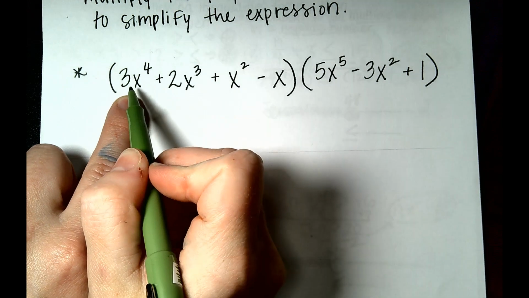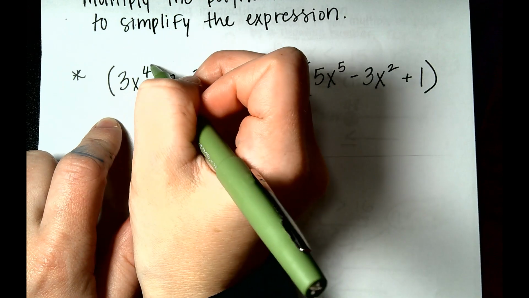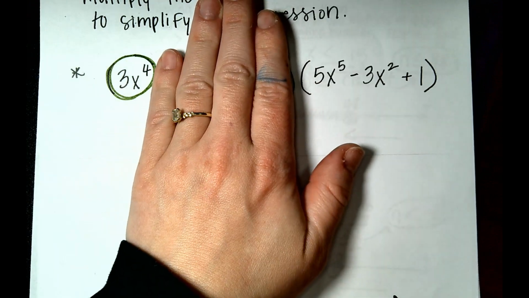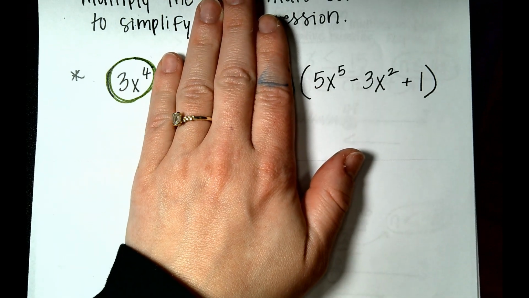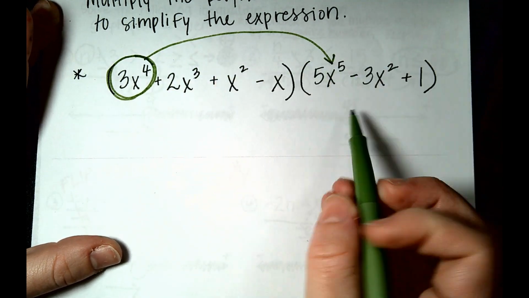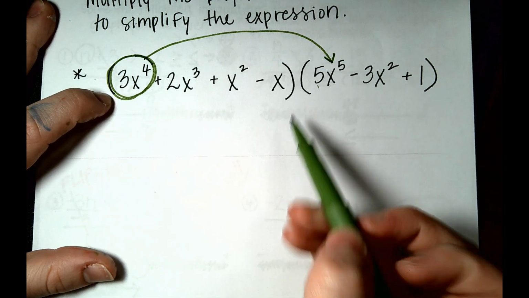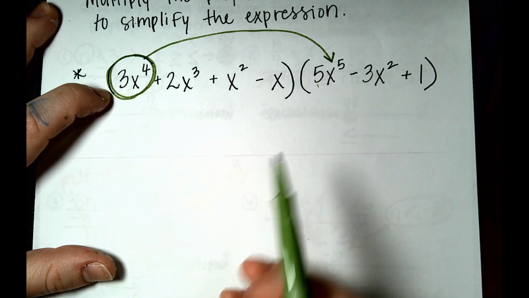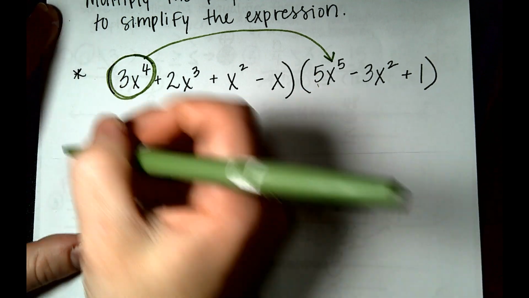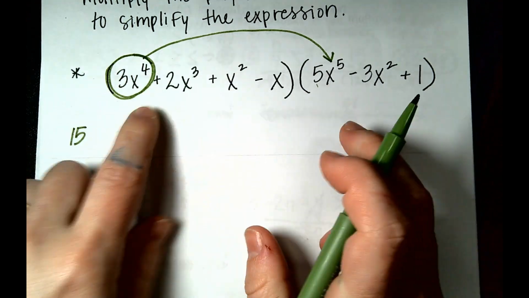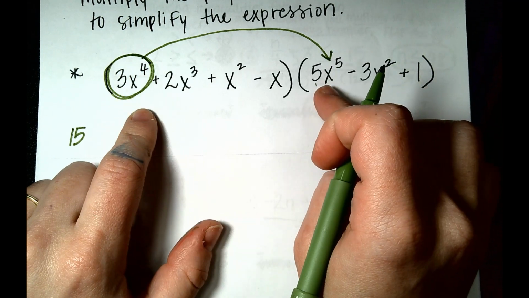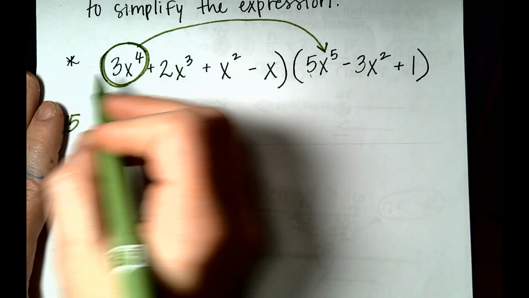So I'm going to start with this term, 3x to the 4th power. And we're going to ignore the rest that's in that parentheses. Okay, all of that is gone. First, let's do that times the first term over here. 3x to the 4th power times 5x to the 5th power. First of all, what's 3 times 5? 15. So that's our coefficient. Now I have x to the 4th times x to the 5th. X to the 9th. We just add the numbers.